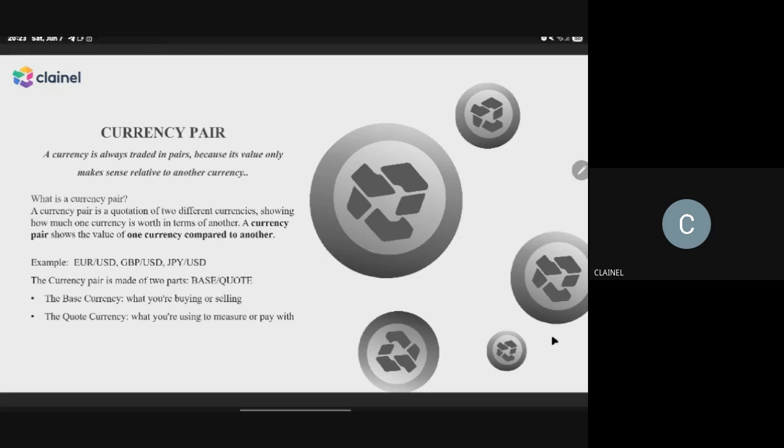Here on my screen, I just have a few examples. And remember, a currency pair shows the value of one currency compared to another. Here we have examples of currency pairs. We have the EUR/USD, which is the most traded pair worldwide. We have the GBP/USD and we have the JPY/USD. In case you are wondering what the full meaning is: EUR is the euro, USD is the United States dollar, GBP is the Great Britain pound, and JPY is the Japanese yen.